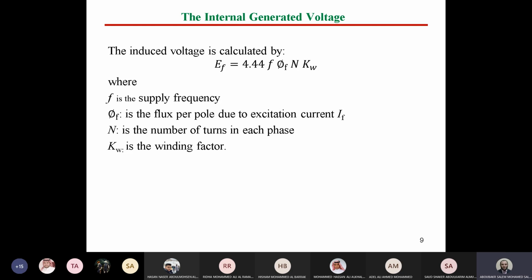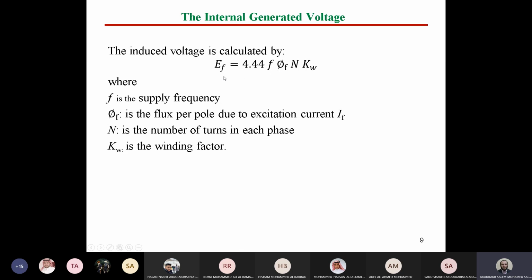What about the EMF? EMF generated in the machine is AC excitation. And you know the relation of AC excitation from previous courses in electromagnetics or electrical engineering. The relation is 4.44, which is, as I remember, pi multiplied by square root of 2, multiplied by frequency, multiplied by flux, multiplied by number of turns of windings, number of turns per pole, multiplied by winding factor.